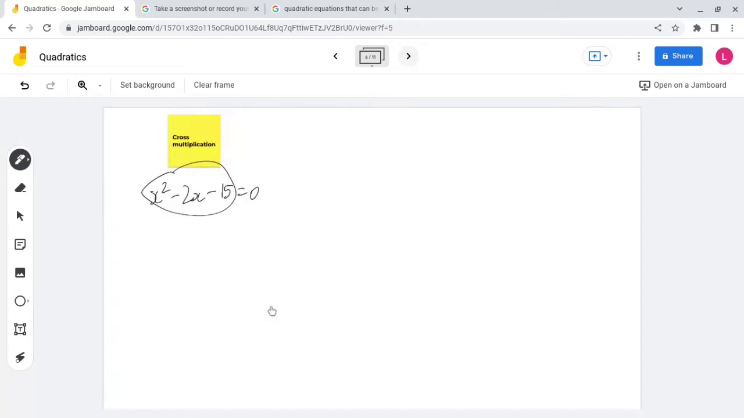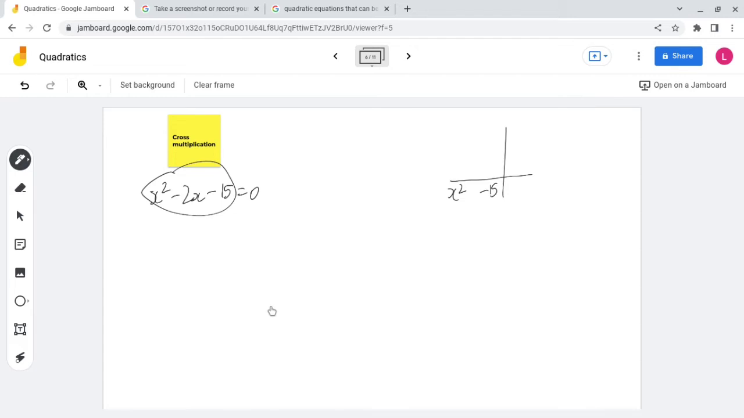So for cross multiplication, you will draw two lines on the side, right? This is just the working. It's just a temporary working that you can leave there and it won't get you any marks or whatsoever. So here, you will write x squared and negative 15.